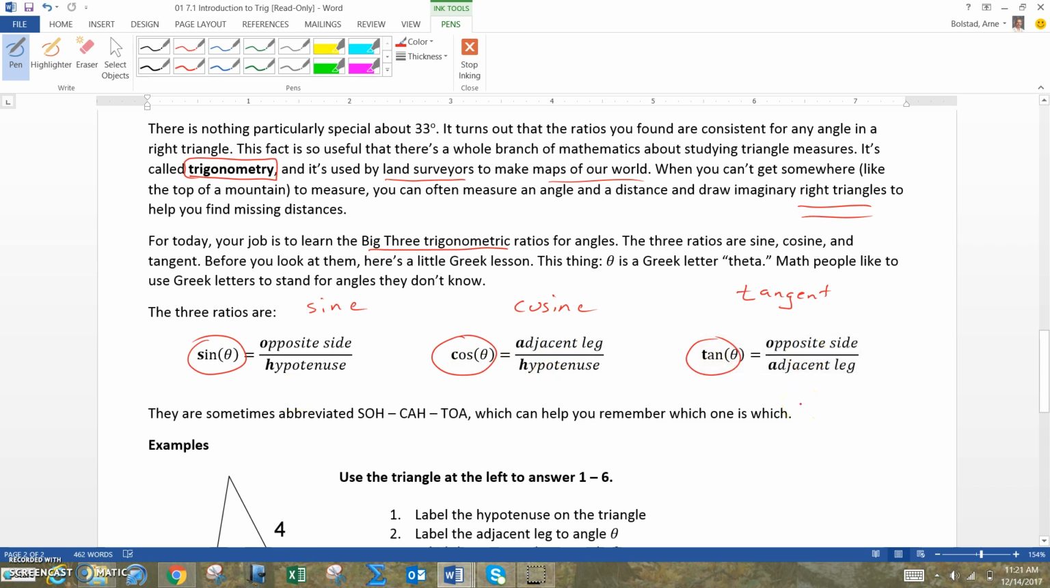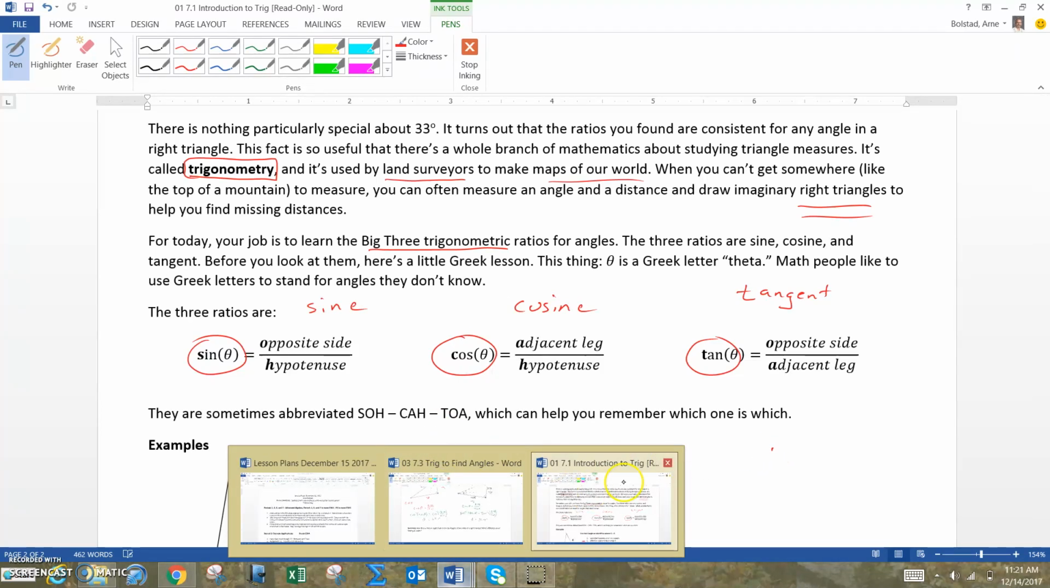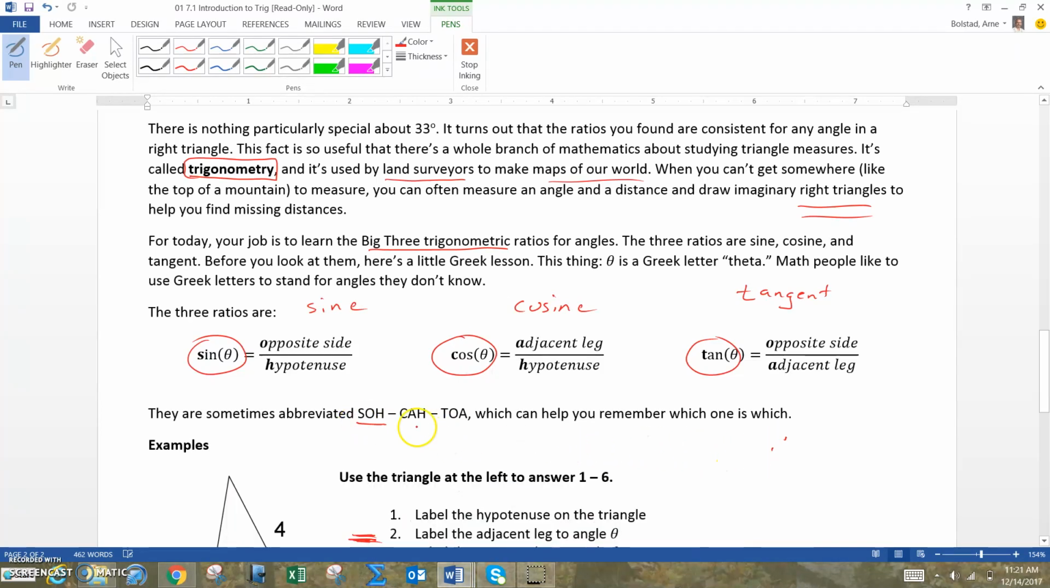Now, there's a memory gimmick that people use. So SOH CAH TOA: the sine is the opposite over the hypotenuse, the cosine is the adjacent over the hypotenuse, and the tangent is the opposite over adjacent. So again, a memory gimmick to help you remember that. Let's get rid of this at the bottom, and let's continue on.